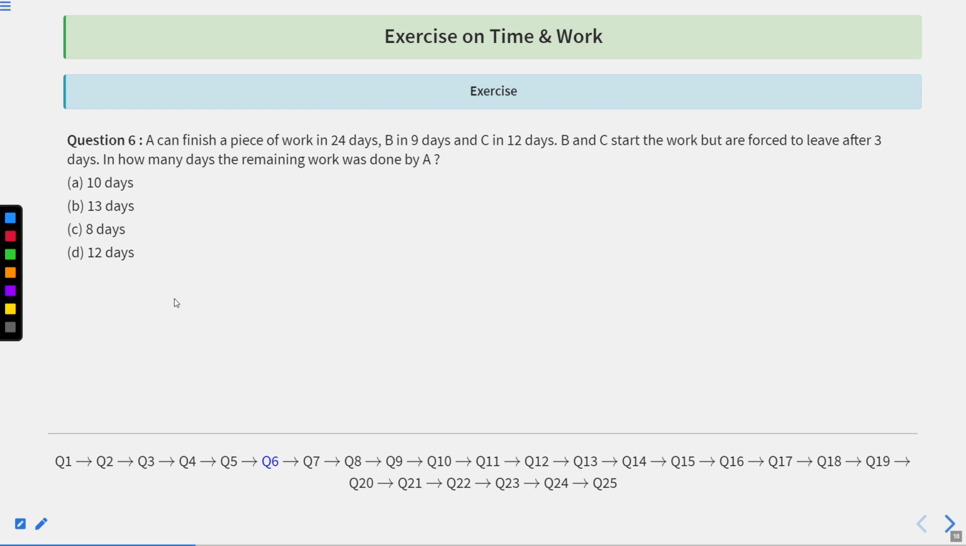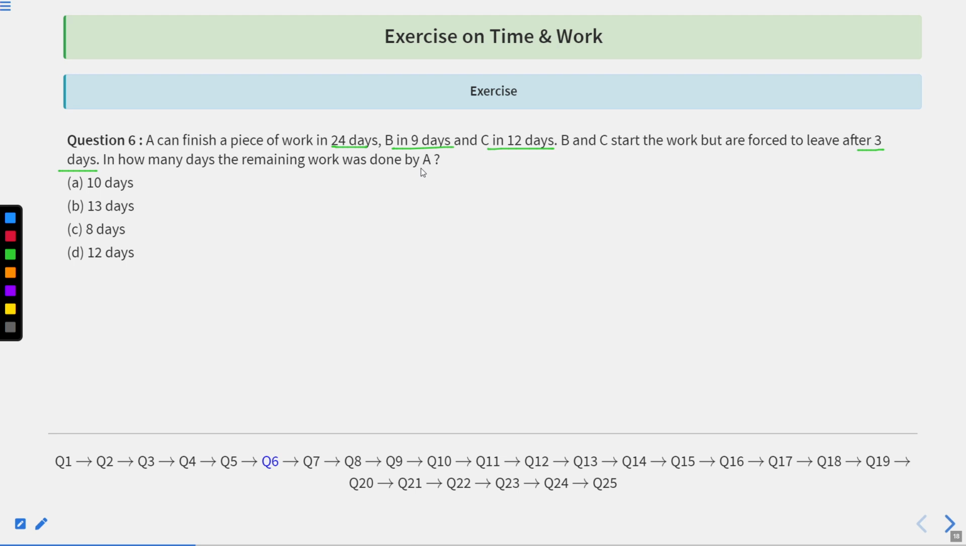Question number 6. A can finish a piece of work in 24 days, B in 9 days, and C in 12 days. B and C start the work but are forced to leave after 3 days. In how many days was the remaining work done by A? So this is a very interesting question. This time there are 3 people, A, B, C. A finishes a work in 24 days, B finishes it in 9 days, and C finishes in 12 days.